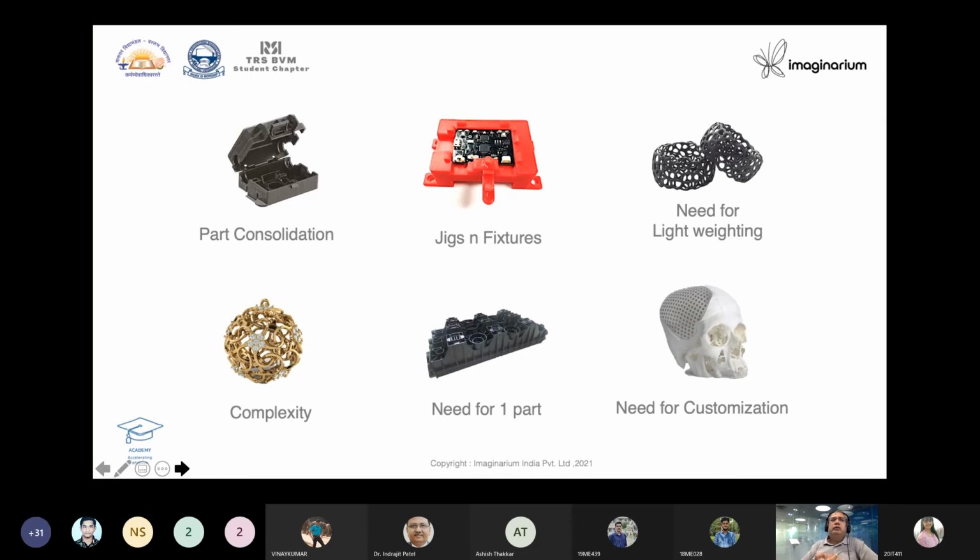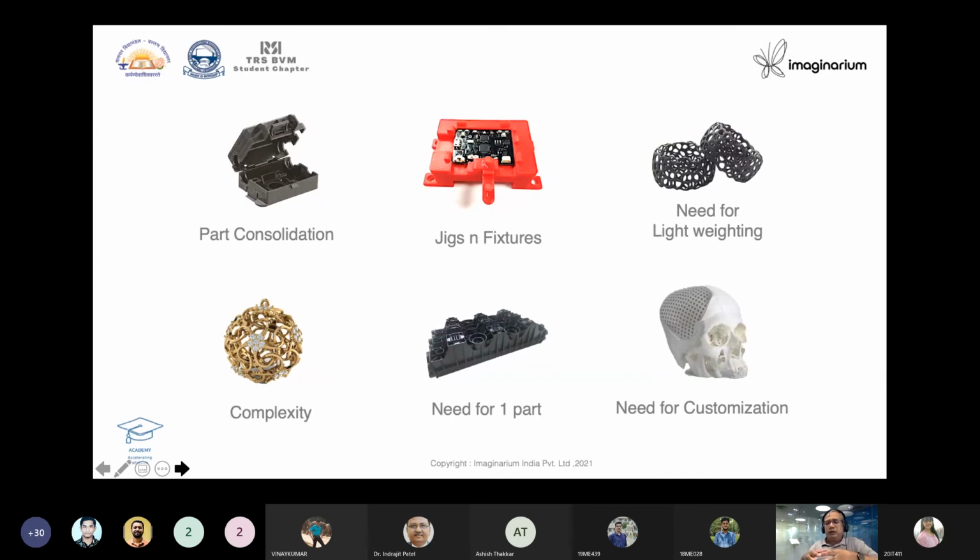It is not possible. So people try to make it compatible to that particular patient's needs. So that's where customization comes into play. And customization is also very expensive. The normal injection molding, die casting, or forging cannot give you the customization required.